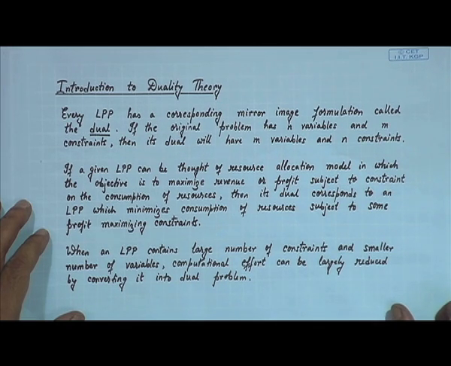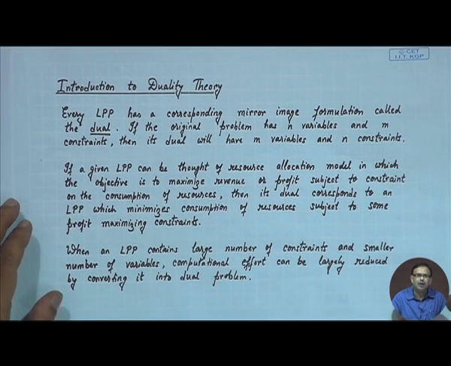If the original problem has n variables and m constraints, then its dual will have m variables and n constraints, as we have written here. So, please note this one: if the original problem has n variables and m constraints, then its dual will have m variables and n constraints.